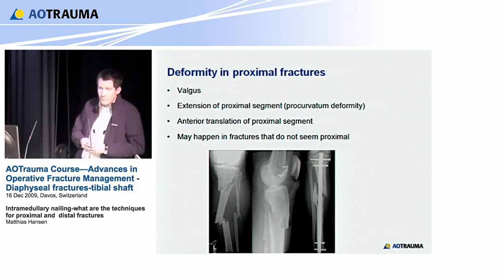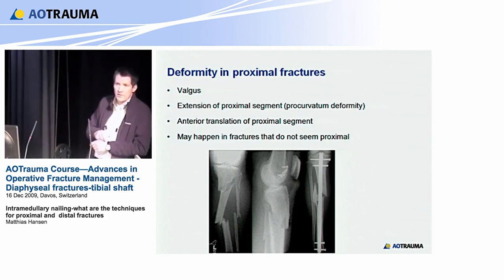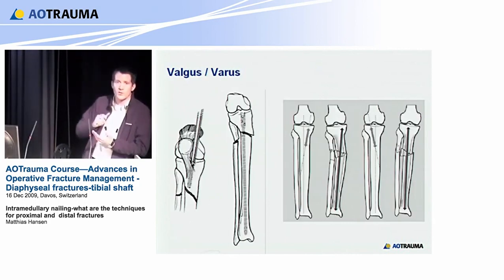If you nail proximal tibial fractures, you may run into problems with classic deformities. First of all, it's the valgus deformity, then the extension of the proximal segment, which gives a procurvatum deformity, and you may obtain an anterior translation of the proximal fragment related to the shaft. This even may happen in fractures that seem to be not so far proximally, as you see in this case.